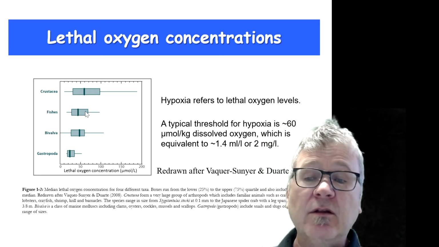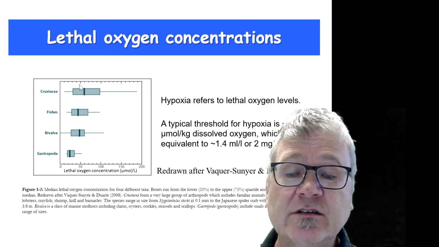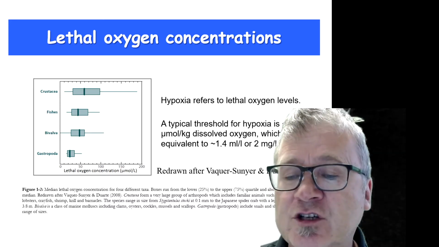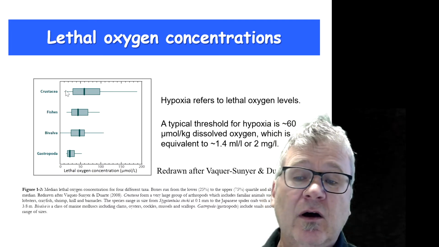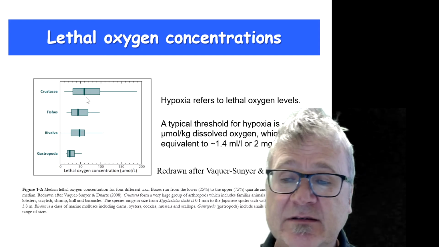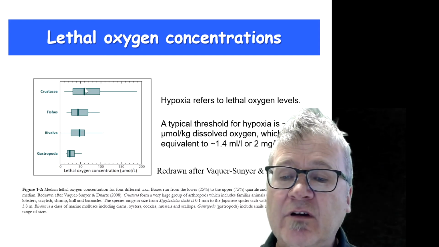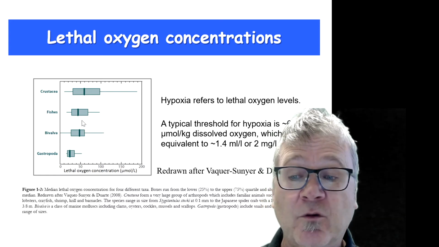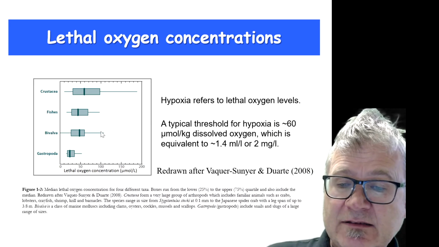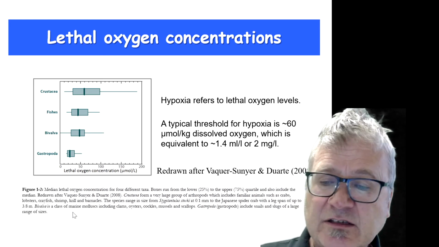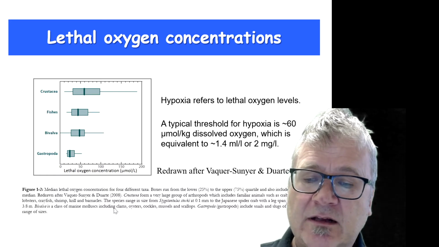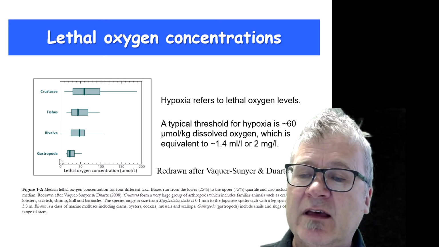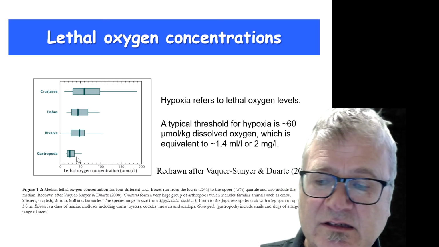You can look at crustacea, much larger range, and crustacea includes familiar animals such as crabs, lobsters, crayfish, shrimp, krill, and barnacles. Okay, you can see that half of these species die if you have a concentration of something like around 60 micromoles per liter. You can do it for bivalva. Bivalva, let's see what it says here, is a class of marine mollusks, including clams, oysters, cockles, mussels, and scallops. And you can see the range here. And then you have a gastropoda class, including snails and slugs.